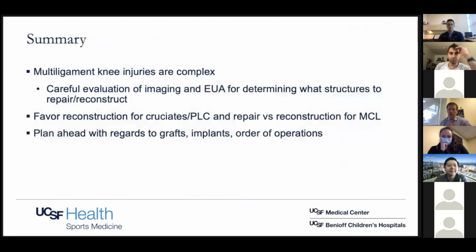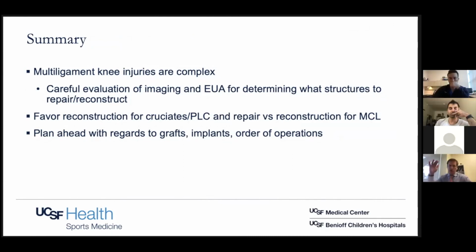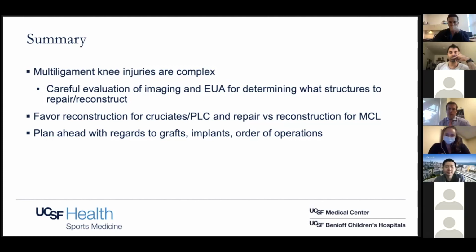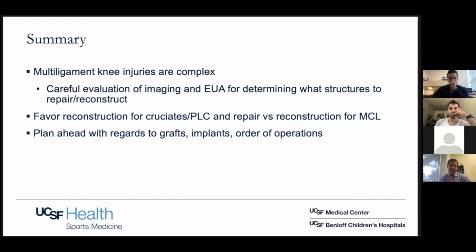All right, so I think in summary, these are complex injuries and I would encourage careful evaluation of imaging and the EUA to determine what structures to repair or reconstruct. I would favor reconstruction for the cruciates and the posterolateral corner, and repair versus reconstruction for the MCL. And then definitely plan ahead with regards to grafts, implants, order of operations. These are ones where, especially on that four-ligament knee, write out a plan, have it on the wall, go through it with the scrub tech and your operative team, to really have everybody moving in the same direction and know what those steps are going to be.